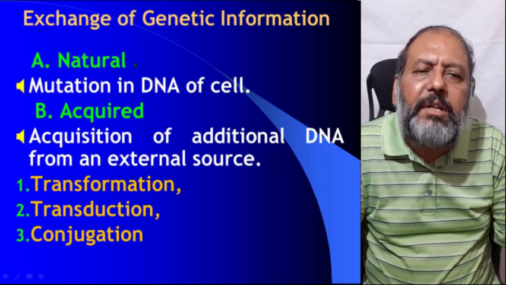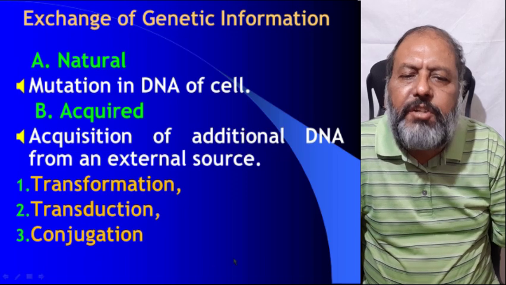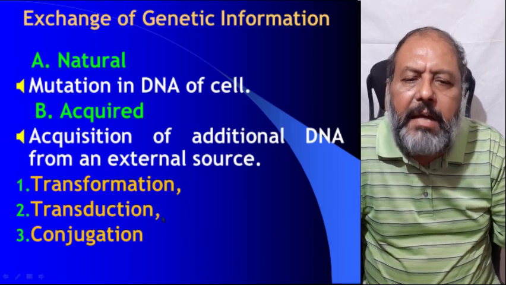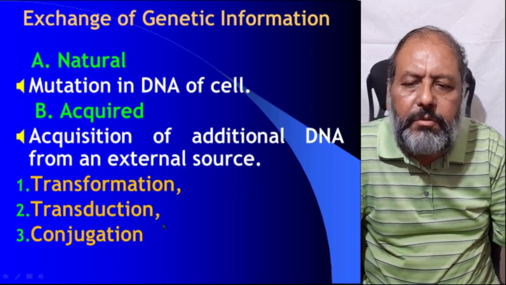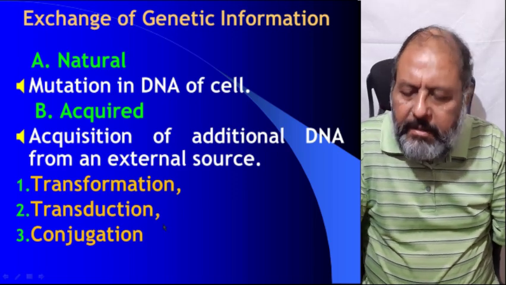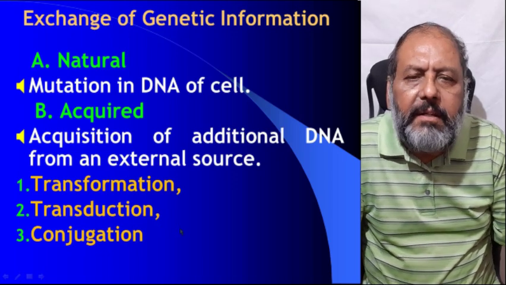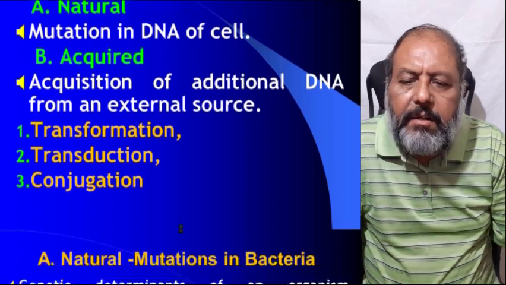Now, exchange of the genetic information. It is the natural mutation in the DNA of the cell, or it is the acquired, that is the acquisition of additional DNA from an external source, and that is by three processes which I am going to tell you in detail, that is transformation, transduction, and conjugation.